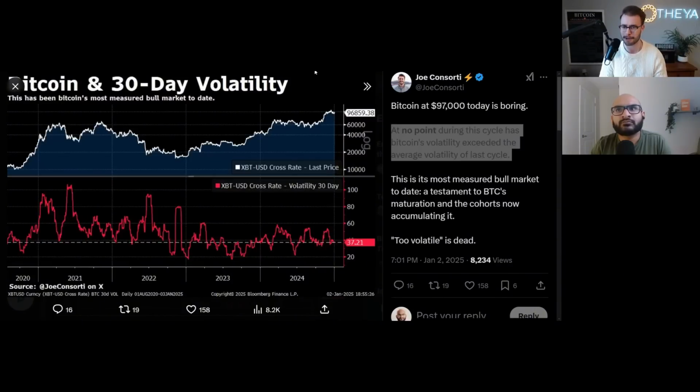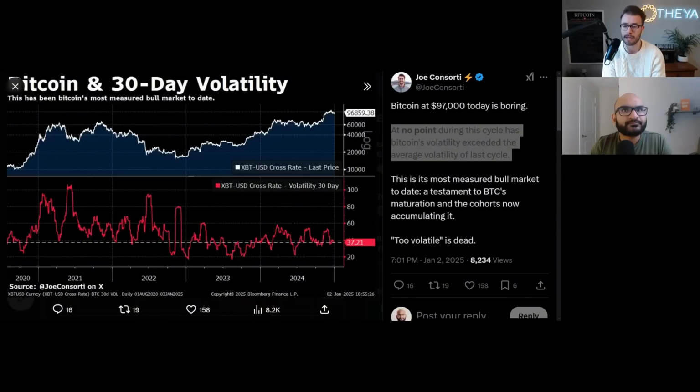As the asset grows larger, you're going to see fewer of these massive sell-offs because that necessitates more capital selling off, right? So if you have a $2 trillion asset, in order to get the exact same percentage drawdown in price that you would see when Bitcoin was a $1 trillion asset, you need double the amount of capital selling Bitcoin, and that's just not going to happen.